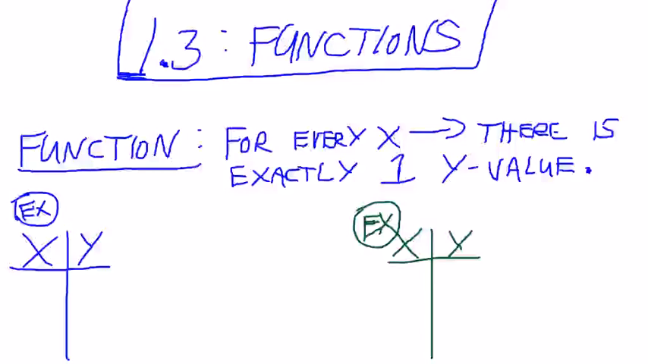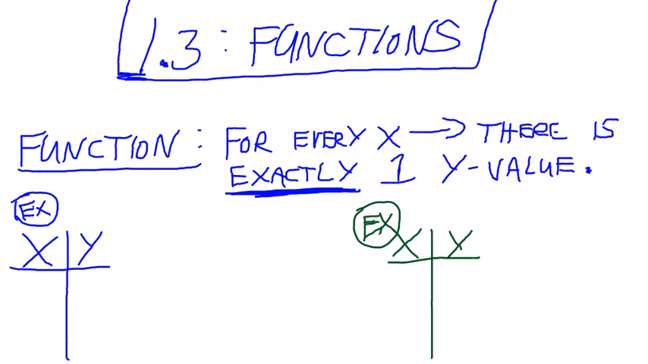Revisiting this function, what that means is for any equation, for every x value that you put in, you only get one y value. The keyword there is exactly one y value. So if you can put in an x value and let's say you get two y values back, then it's not a function.